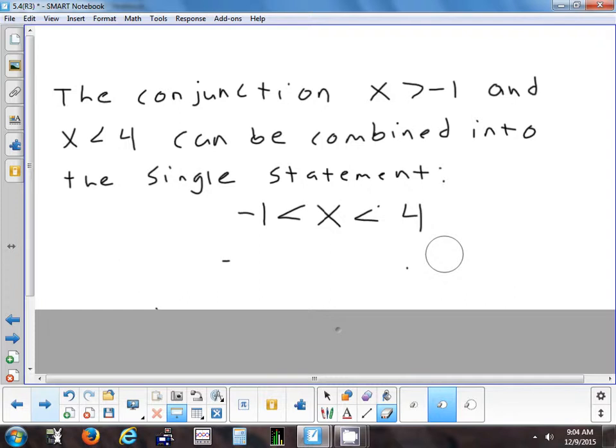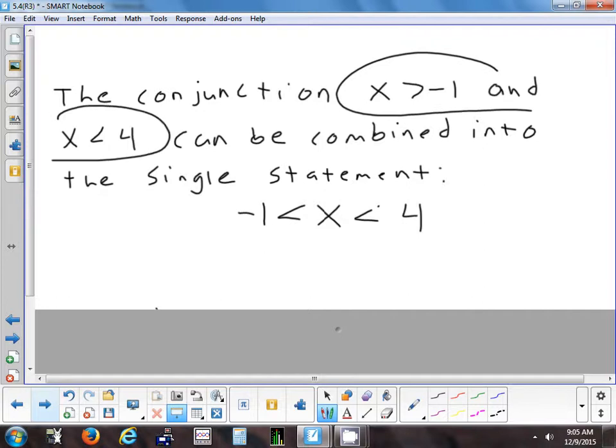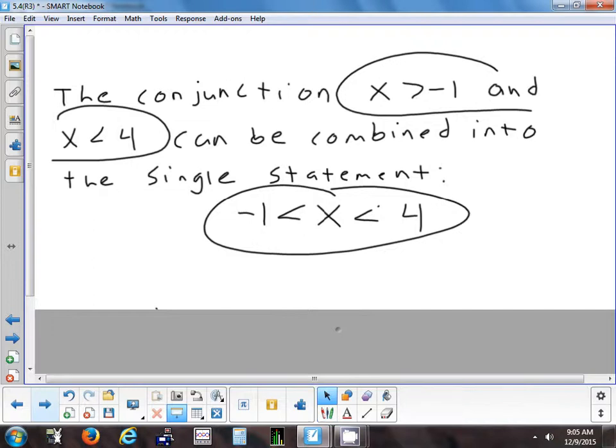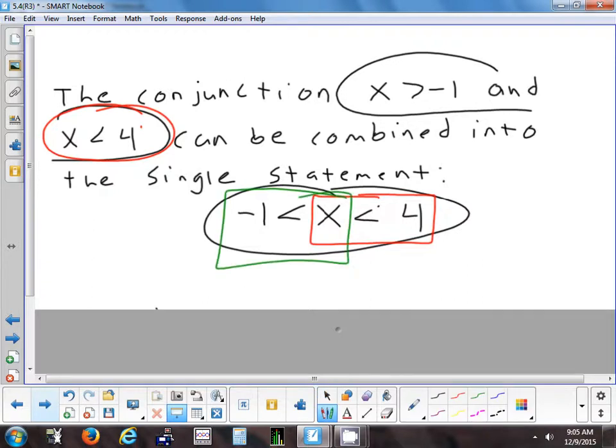Okay, so what we just did was combine those two statements into one. This whole thing and this are exactly the same thing. Right? And in fact, if you break it apart, you can kind of see it. There's one of them: x is less than 4. That's that part right there. And then we've got x is greater than -1. That's that part right there. The order is switched here, but it's still pointing at the -1.